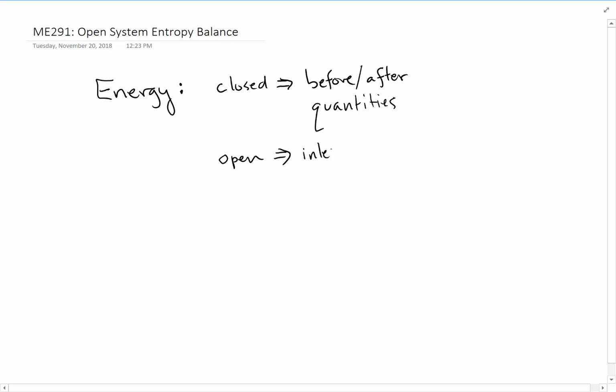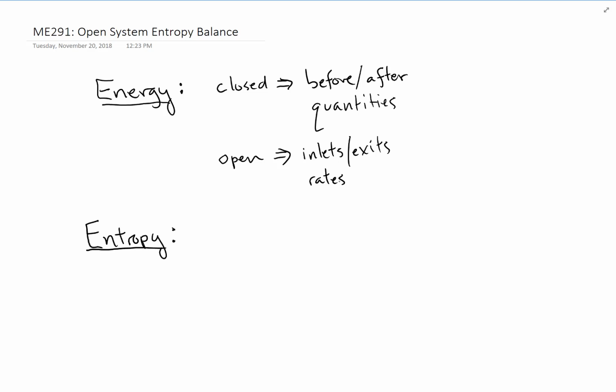And then when we moved to start talking about open systems, instead of before and after, we had inlets and exits. So substances entered an open system in one state and exited in a different state. And instead of dealing with quantities, we dealt with rates. So instead of an amount of mass, we had a mass flow rate. Instead of an amount of heat transfer, we had a rate of heat transfer. Instead of an amount of work, we had a rate of work. So when we move to entropy and we do entropy accounting, we're going to have the same sorts of changes when we deal with open systems. Instead of looking at before and after, we're going to look at inlets and exits. And instead of looking at quantities of entropy change and quantity of entropy movement, we're going to look at rates.